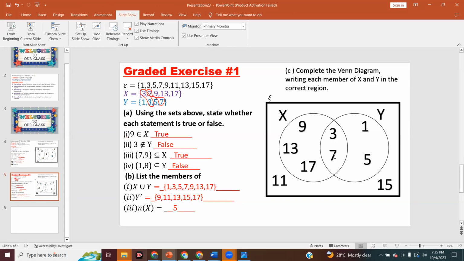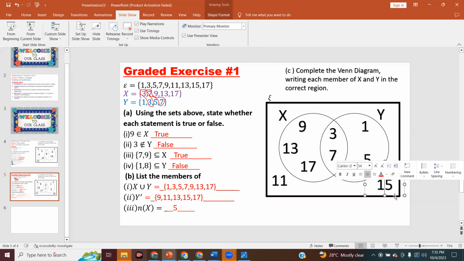All right, so we have 3 and 7 in the middle, Jevin. You understand that? Yes, sir. Then we have 3, 7, 9, 13, and 17. That's the elements in X. Do you see that? And then for Y, we have 1, 3, 5, and 7. Those are the elements of Y. Good. And then the elements that are left that we did not use are 11 and 15. So here at the bottom we have 11 and 15. Do you see that?